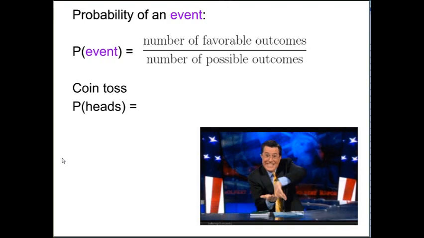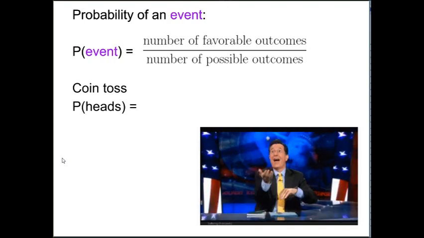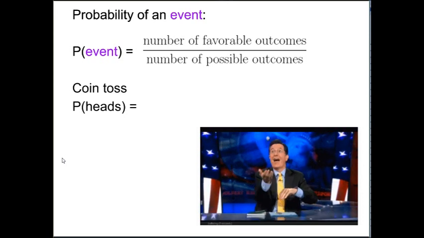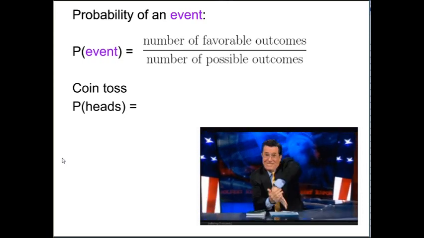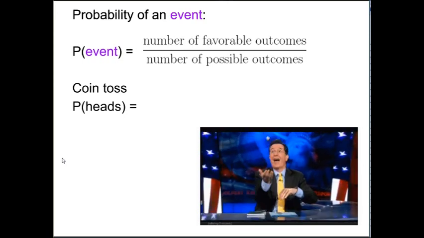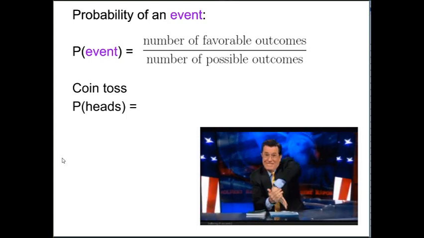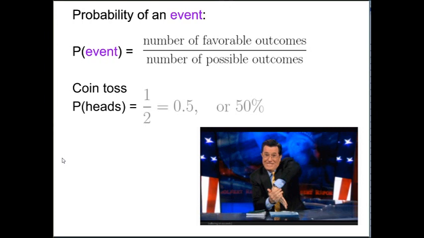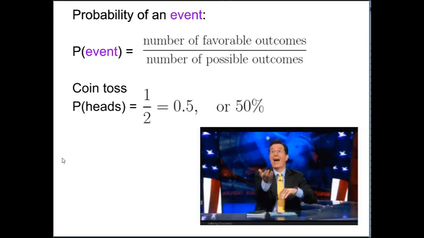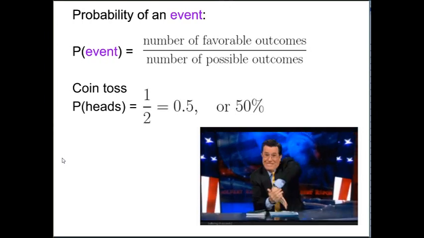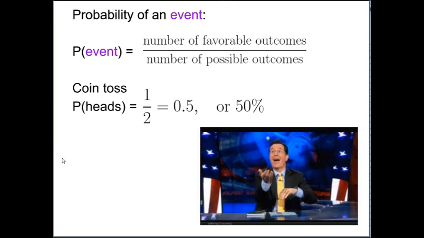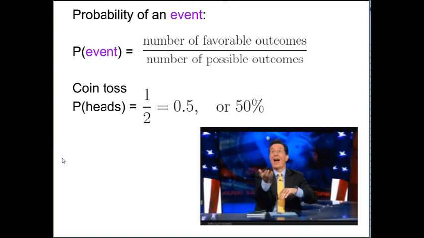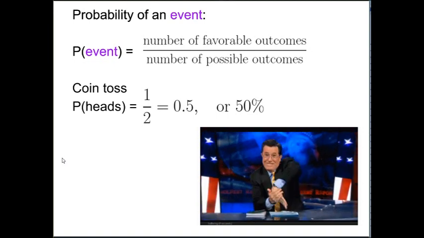First of all, in a coin toss, there's two outcomes that we can get. We can either get heads or we can get tails. So on the bottom of our fraction, we're going to have 2. And the number of favorable outcomes is going to be 1 because there's only one way to flip heads. So we get the fraction 1/2, and that's equal to 0.5. You can also convert that to a percentage, which is 50%. If you've ever heard the term 50-50 chance, that means that it's equally likely to land on heads as it is on tails.